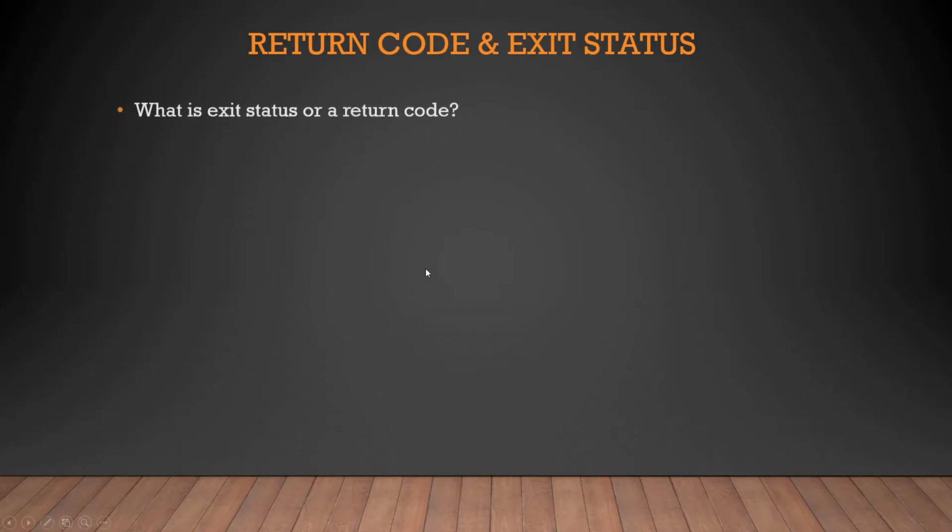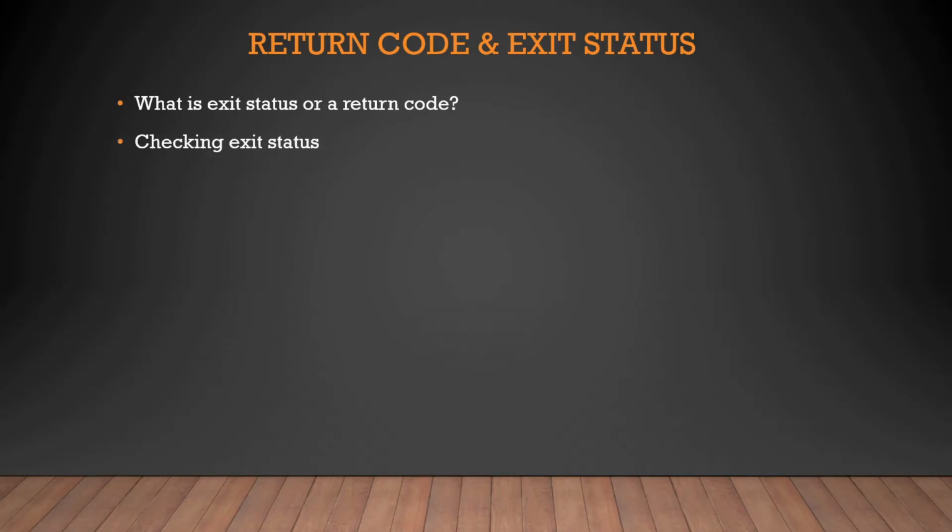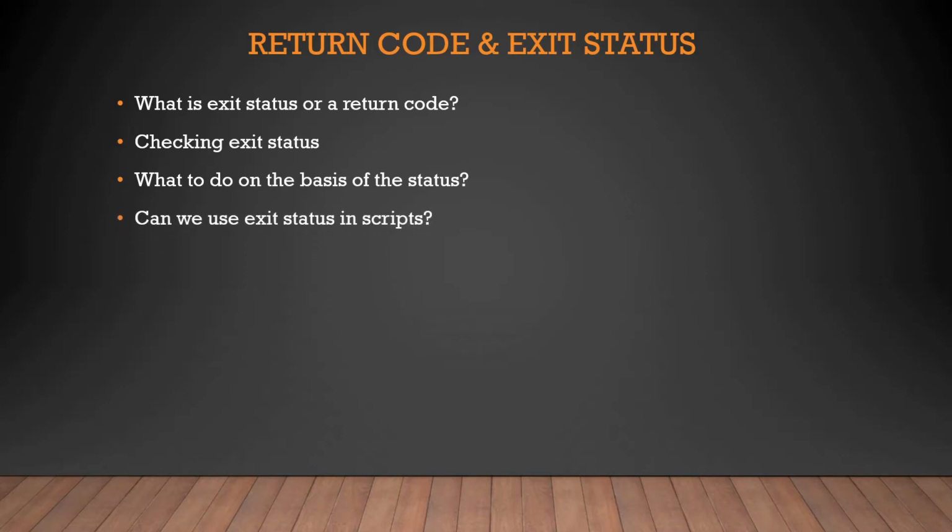As you can see on my screen, we're going to talk about what an exit status or return code is, how to check an exit status, and what to do on the basis of the status. You'll check the status and see whether the value is 1 or 2 or something, and then on the basis of that you take a decision. Can we use exit status in scripts? Is it possible to use it in scripts, or do you just have to type it there? We'll talk about that, and then we'll take the demo.